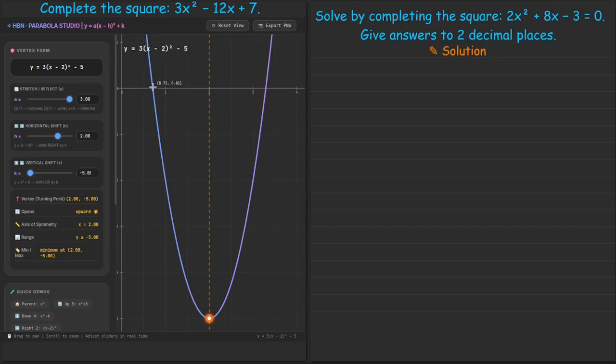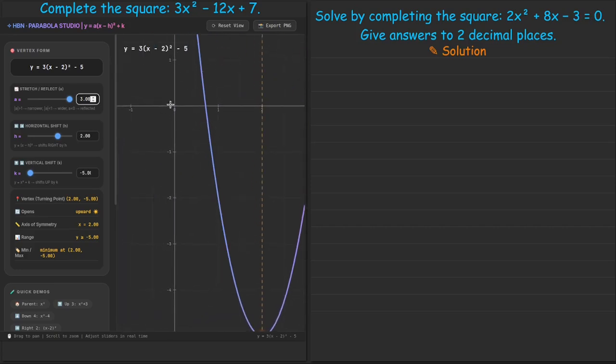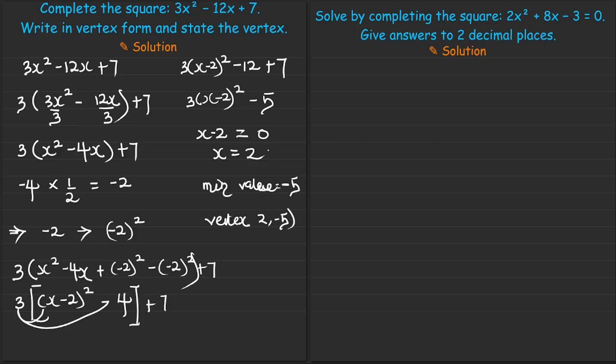Because at that point, the value of y is 0. As you can see, the value of y, instead of -1 or 1, is 0. So our question says solve by completing the square 2x squared plus 8x minus 3 equals 0. So how do we go about it? We have our equation, which is 2x squared plus 8x minus 3, equal to 0. It says we should solve by completing the square.